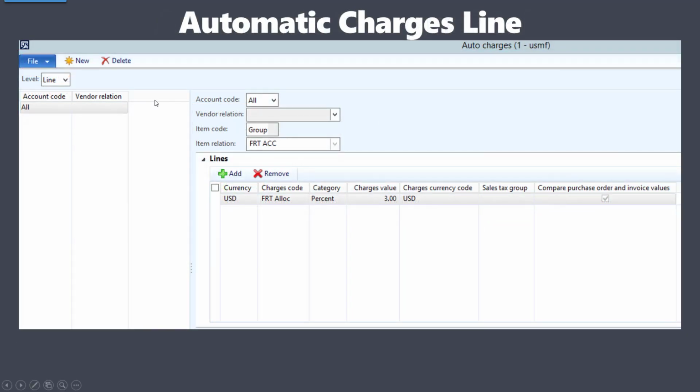Now here's one at the line level. So what it's saying here, for all vendors, for group freight allocation, if the charge code freight allocation is used, it's going to have a charge of 3% of the value of that line as a miscellaneous charge. Therefore, an allocation of some manner, in this case, a freight allocation. So it adds 3% to the value of that order, which can then be passed to the item cost itself.